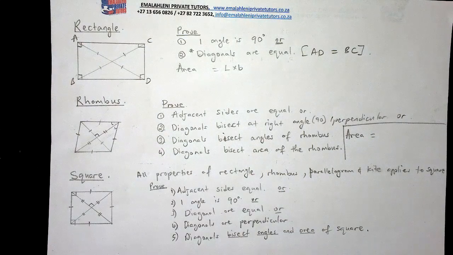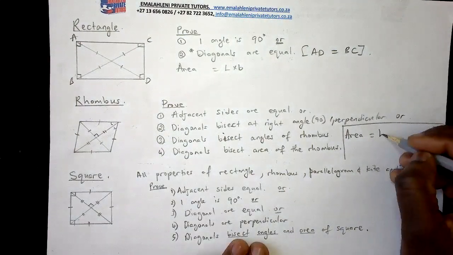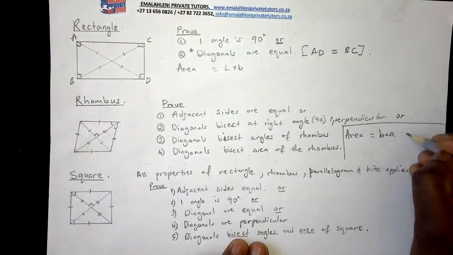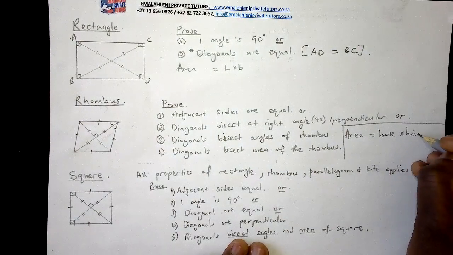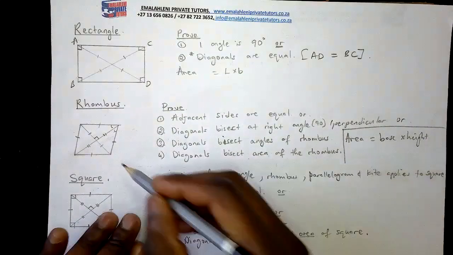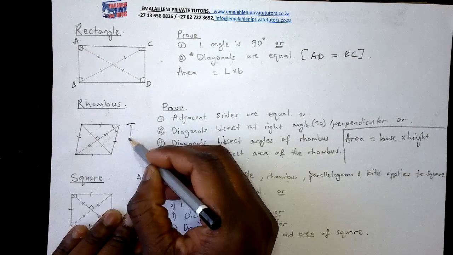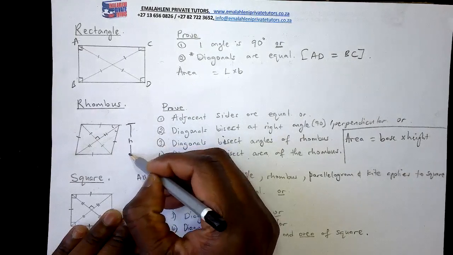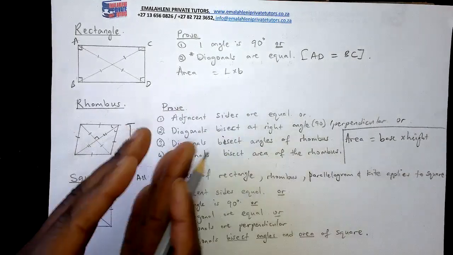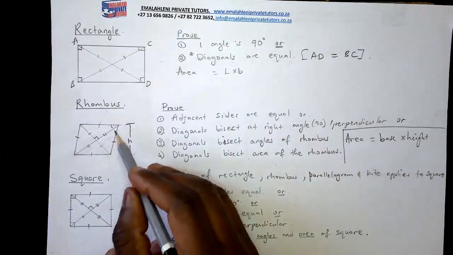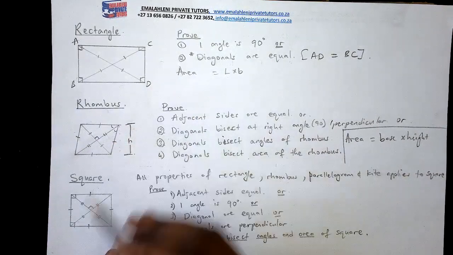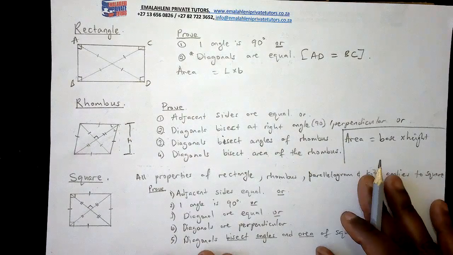Then let's move on to the last one. Here the area is base times what? Times height. And you must know how you get your height here. This is your height, because remember, it's not straight. So you need to find a height here. The height is the one that is straight, going perpendicular to the base.